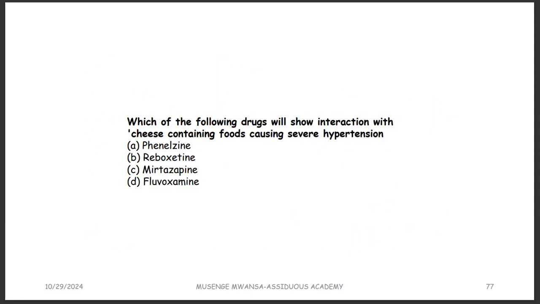Which of the following drugs will show interaction with cheesy containing foods, causing severe hypertension? Phenelzine, reboxetine, mirtazapine, fluvoxamine. Anyone who can help? Anyone?